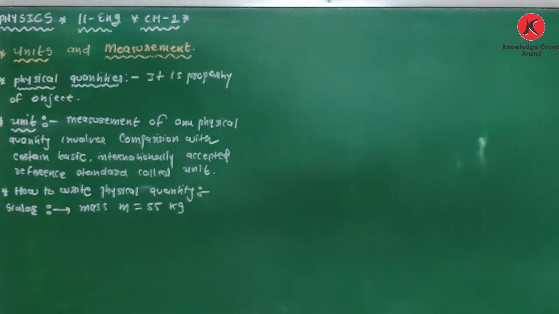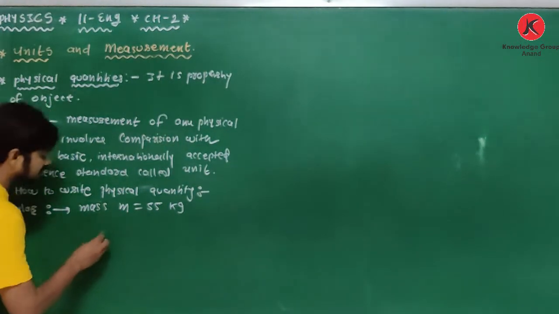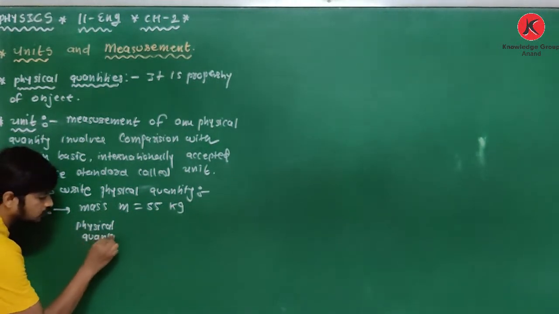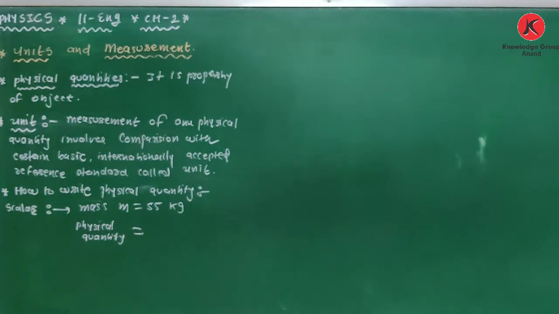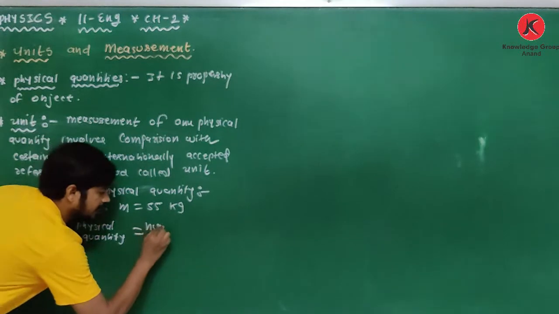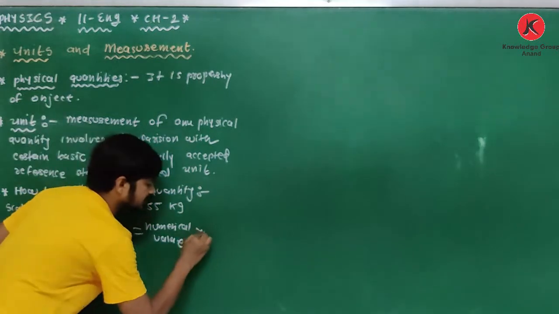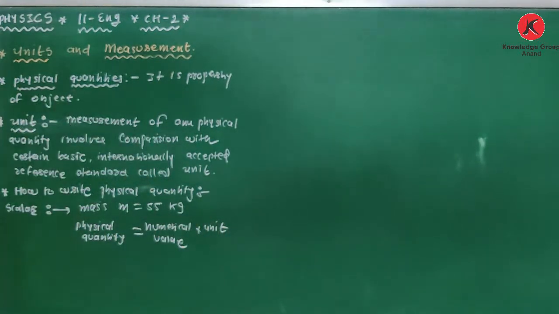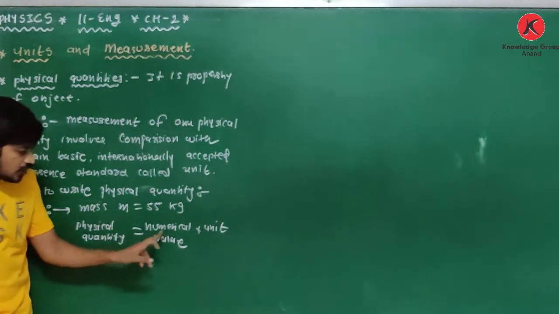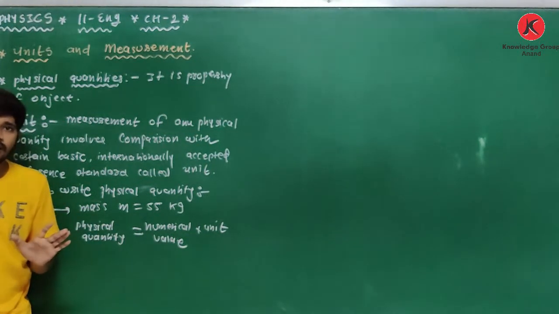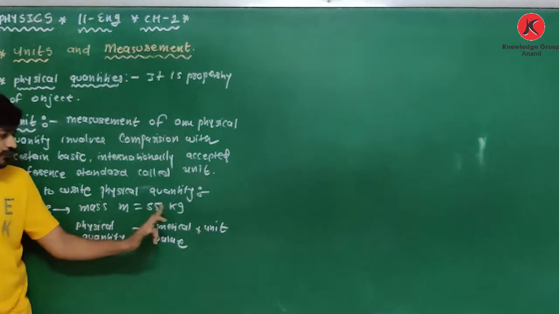Mass m is equal to 55 kg. So yes, mass is a physical quantity. Any physical quantity is expressed as 55, which is the numerical value, and this kg is the unit. So how to write any physical quantity which is scalar? That physical quantity is equal to numerical value into unit. Clear about this? Okay, mass is equal to 55 kg.